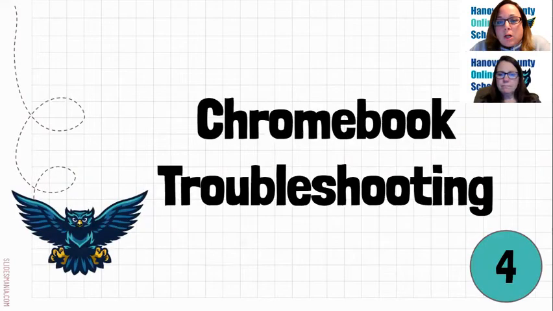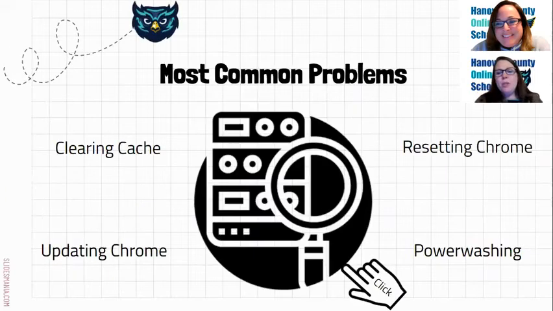Number 4. Chromebook troubleshooting. So in our last few months of helping students and families with their Chromebooks, there seems to be 4 key things that we continually have to tell families how to do, and it fixes what they need so that they can again rejoin your class and get back to work. And those are clearing cache, how to update Chrome, how to reset Chrome, and power washing.